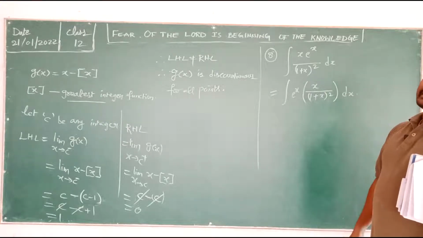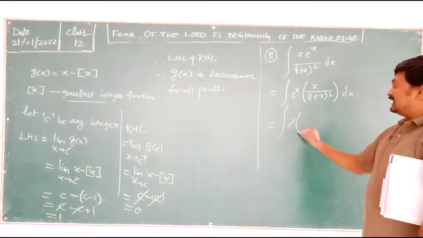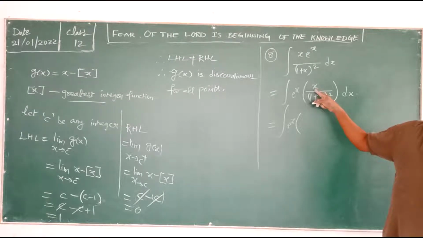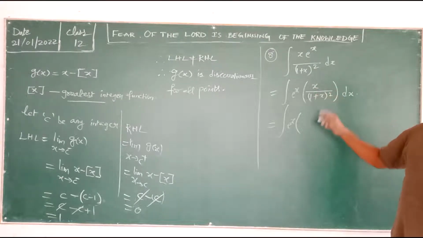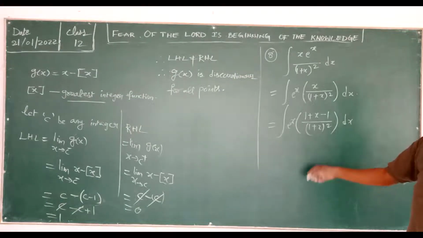Now see some magic I am going to do here, that is integral e power x. Here, 1 plus x is there, but here only x is there. So 1 add, 1 subtract. So now square into dx. You will find what is magic here.